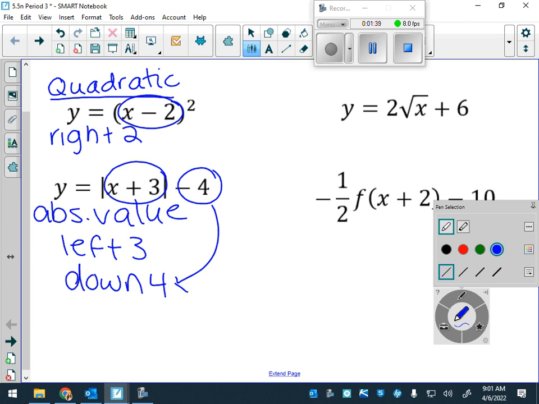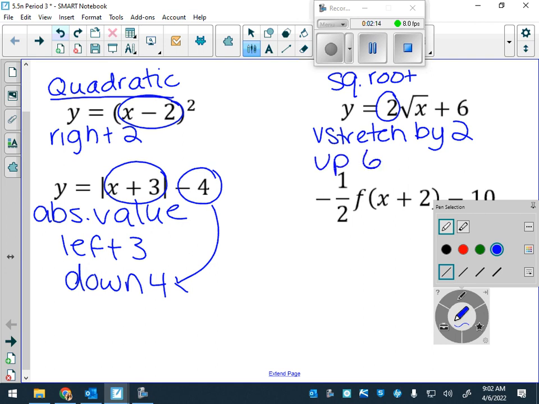Now if we look at the third one, y equals 2 times the square root of x plus 6. It is the square root function. What transformations are happening? Jason? Good. So the number in front represents the vertical stretch by 2. On the outside again, you're moving up 6 outside the brackets.